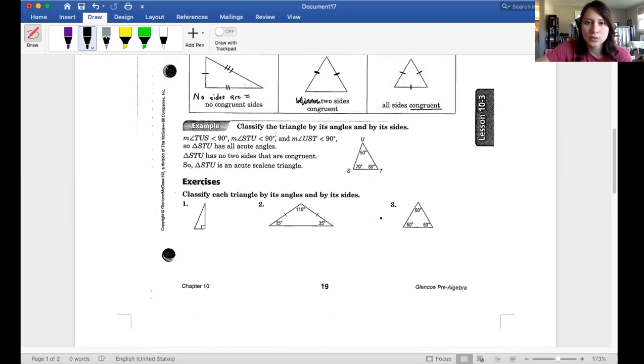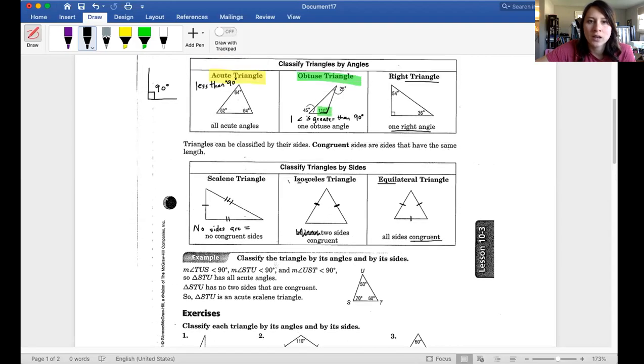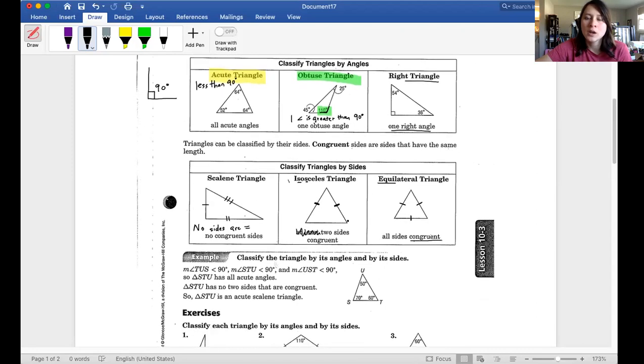So what we're going to do down here is classify the triangle by the angles and by the sides. So we're going to name it by either an acute scalene or an acute isosceles, that kind of thing. So we usually name the angle name first and then the sides name. So let's take a look.